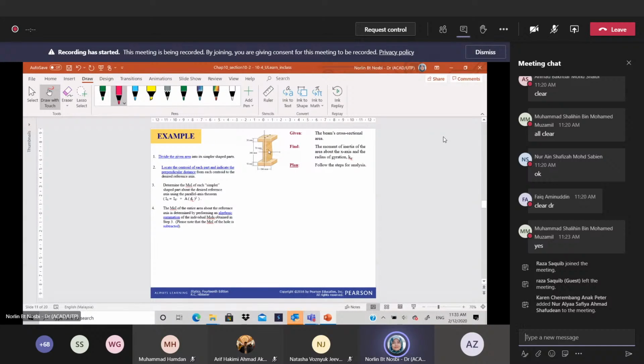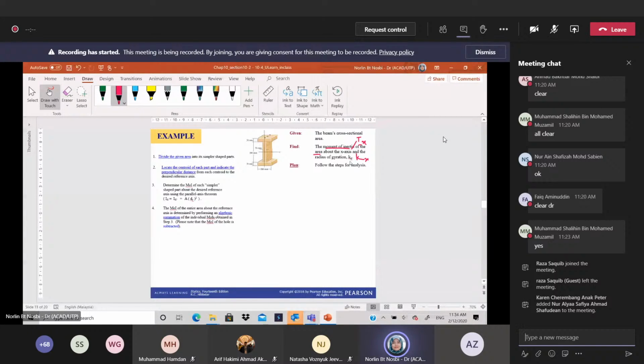So given here is the beam cross section area. And you need to find the moment of inertia of the area about the x-axis and the radius of gyration kx. So there are 2 points that you need to find, which is you need to find the Ix and then you need to find kx. So you have to follow the steps.